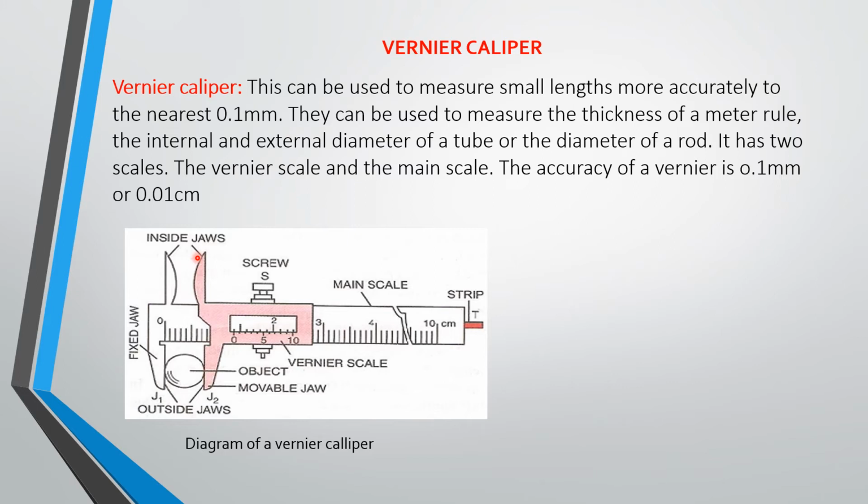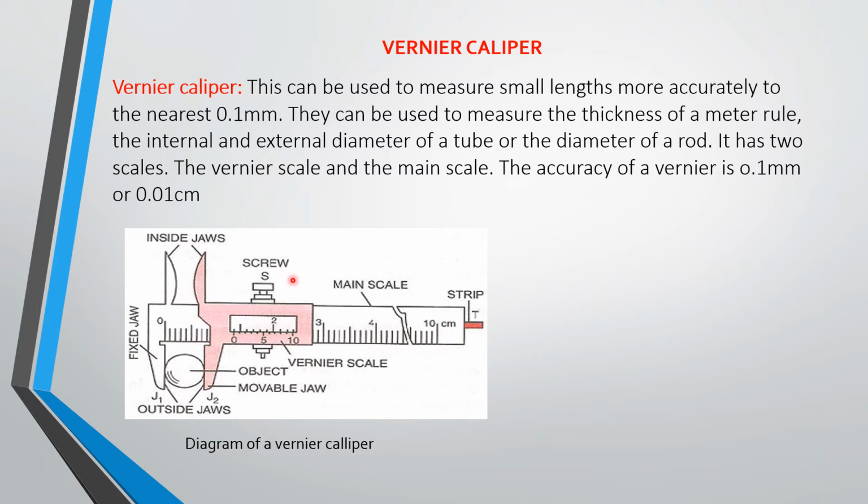Then if you have a bulb or maybe a pipe that you want to measure the external diameter of, you use this outer jaw to hold the pipe or the rod that you want to measure. So that is how you use these jaws. This inside jaw is for internal diameter, while this jaw is for outside diameter.